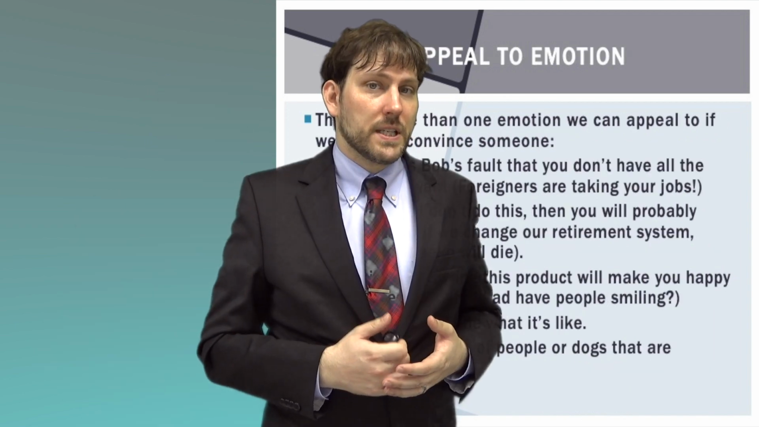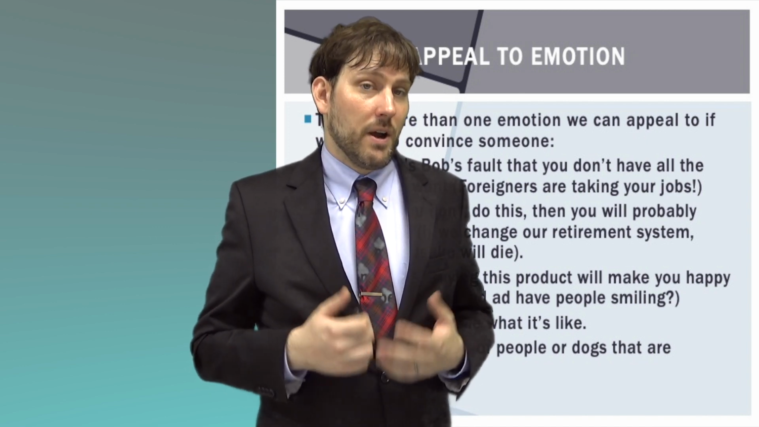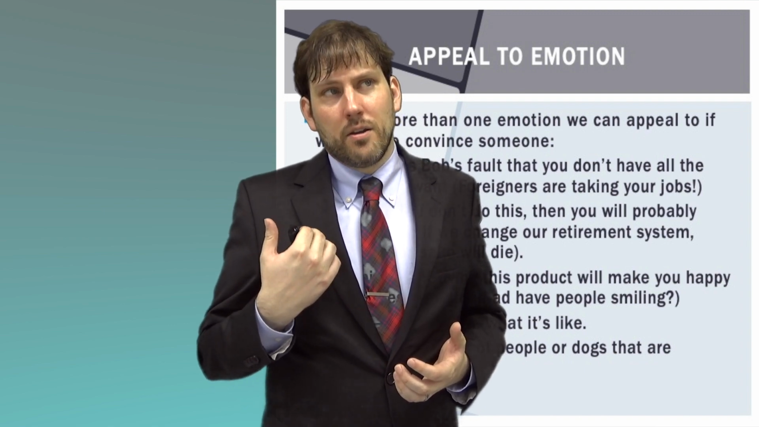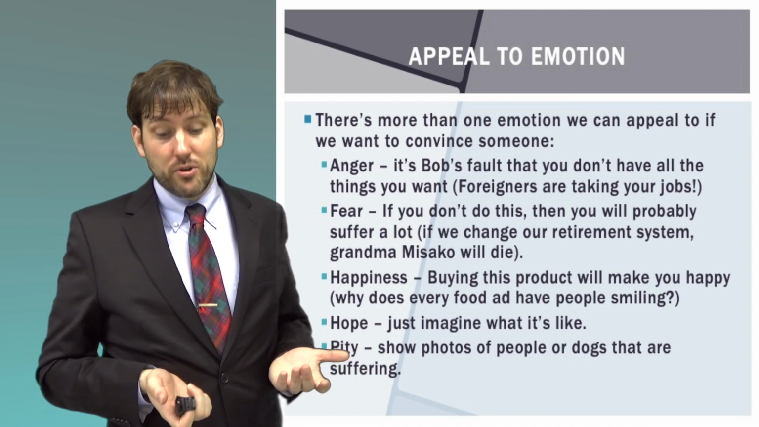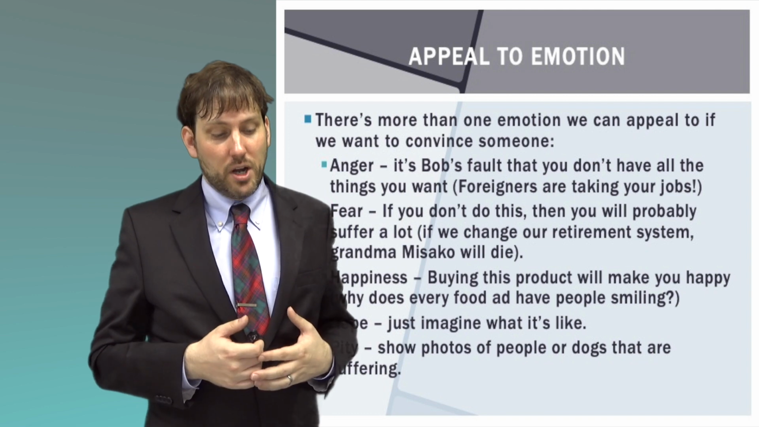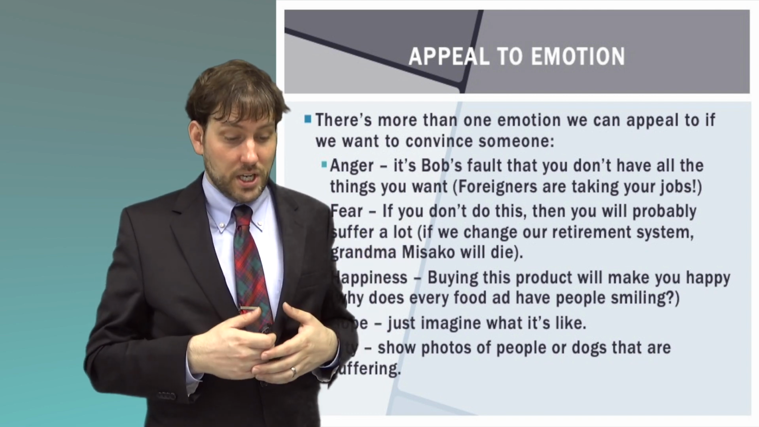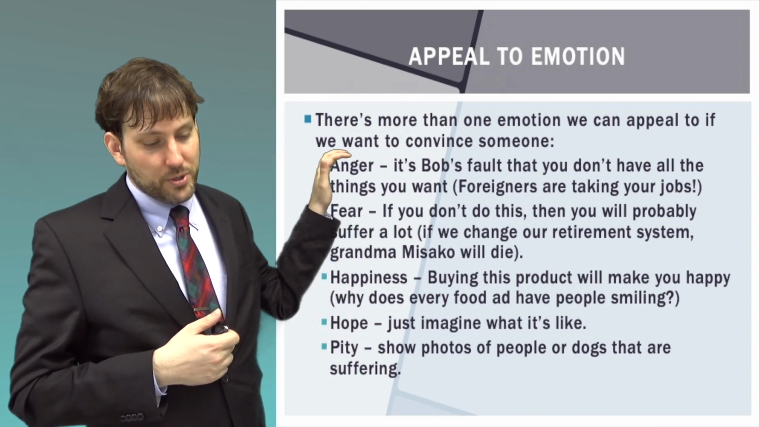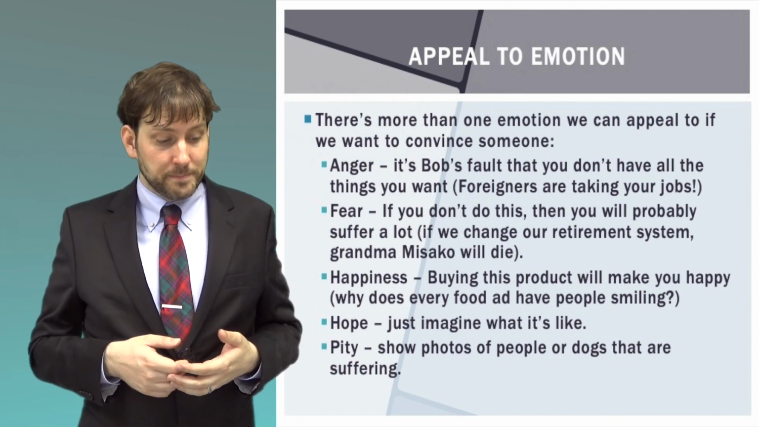Appealing to emotions is interesting because there are ways that we sometimes do this very obviously and sometimes very non-obviously. So, if we're using emotions, there's a lot of emotions we can use to appeal to people. We can appeal with anger. It's Bob's fault that you don't have all the things you want. Example, foreigners are taking your jobs. Fear. If you don't want to do this, then you'll probably suffer a lot. If we change our retirement system, Grandma Misako will die.